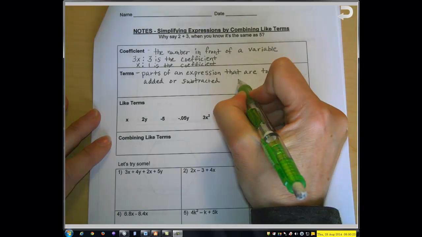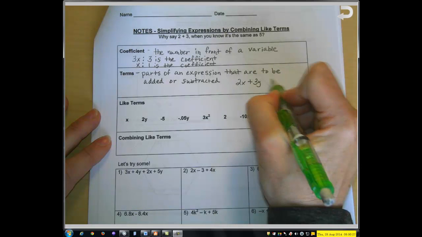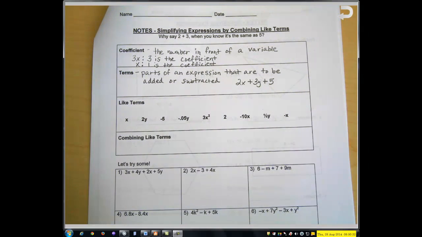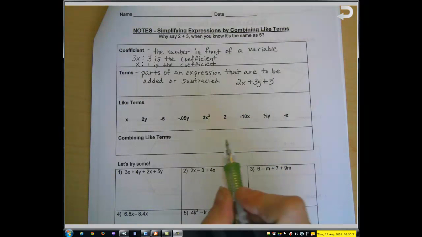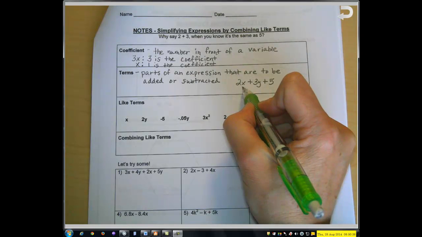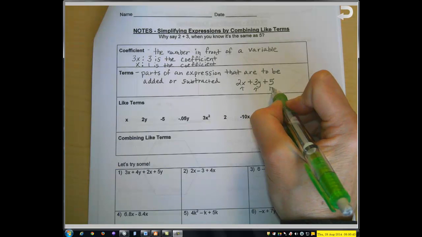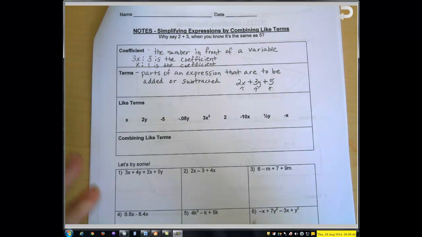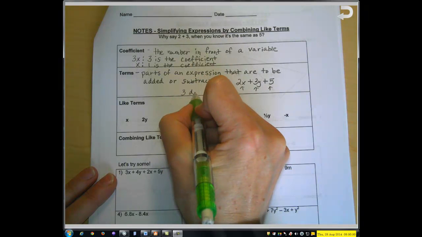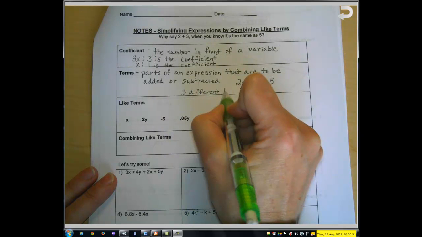For example, we have the expression 2x plus 3y plus 5. This expression has 3 different terms or parts. It has the 2x, the 3y, and the 5. So this expression has 3 different terms.